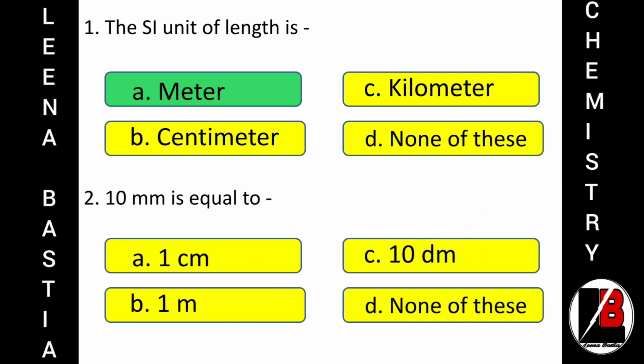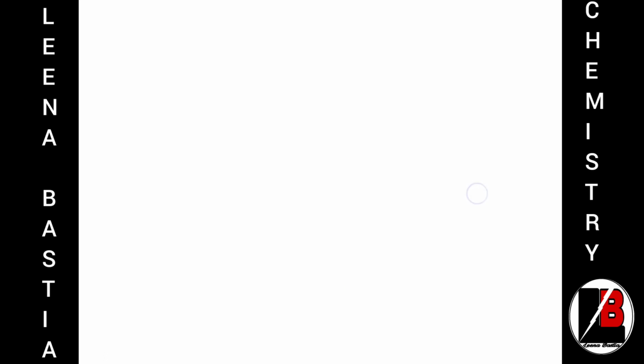Question number 2. 10 mm is equal to: option A, 1 centimeter; option B, 1 meter; C, 10 dm; and D, none of this. So children, just take out your pen and paper, as I already told you, calculate it and find it out. And the answer is 1 centimeter. Fine. Let us move on to the third question.